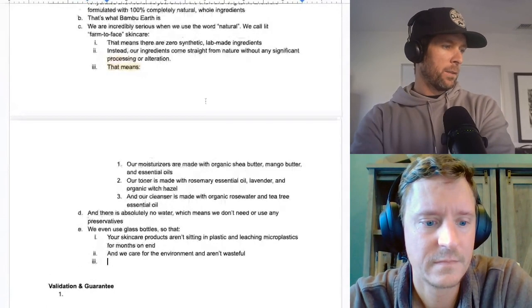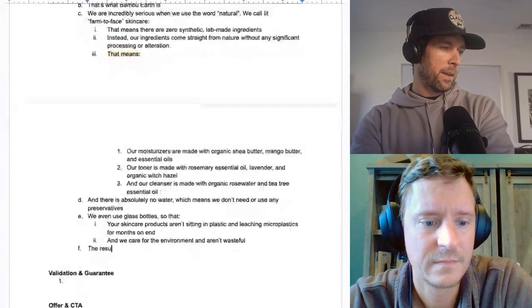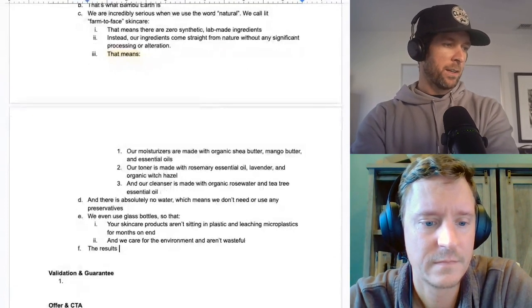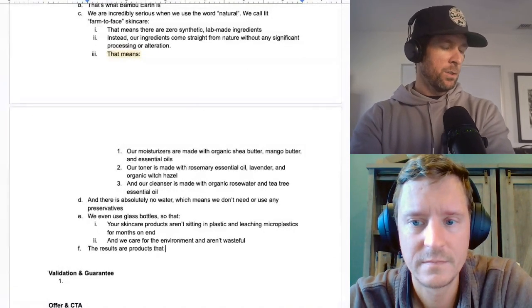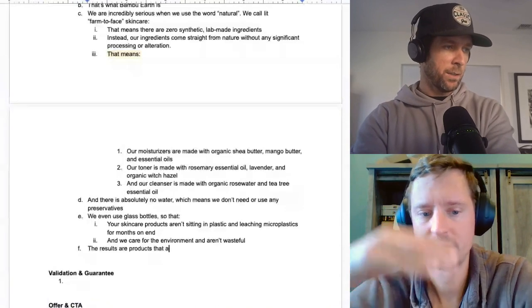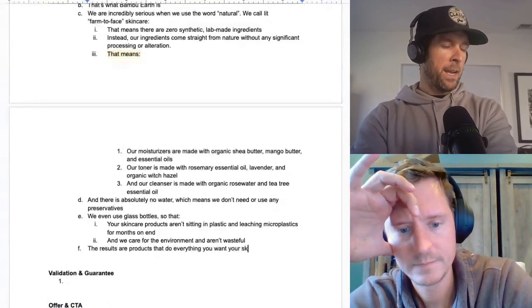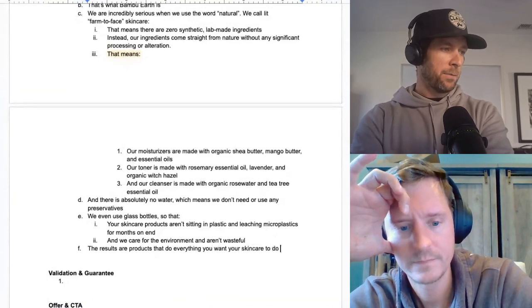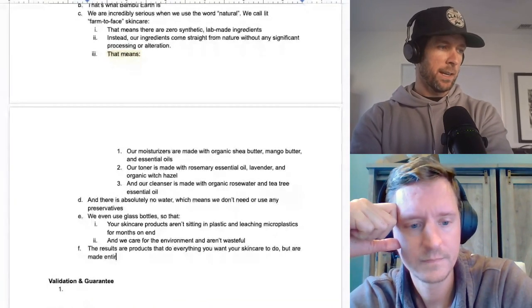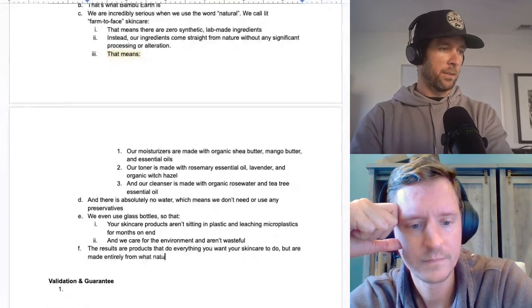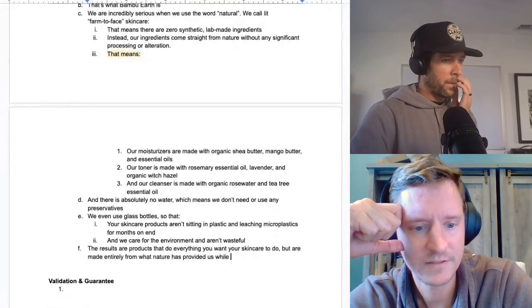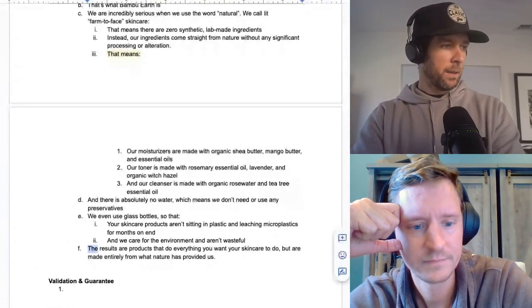Okay, that's great. The results are products that are made from nature that do everything you want your skincare to do. Again, you can tweak that if you want it to do, but are made entirely from what nature has provided us. So let's see. We actually should say they're effective. Yes. Okay, so the results are the result.